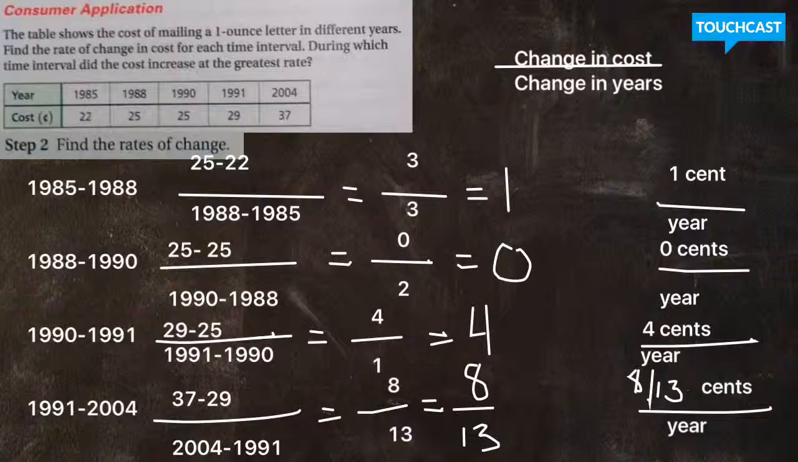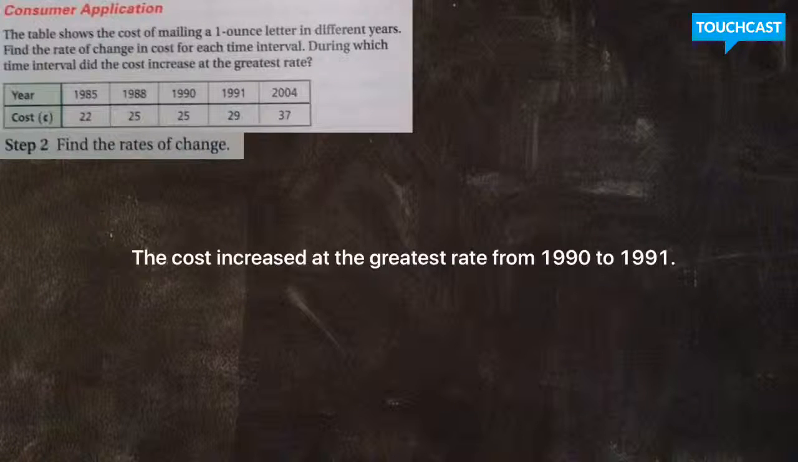So part of the question was to find all these different rates of change. The other part was to decide during which time interval did the cost increase at the greatest rate. So which one of these numbers is greater? 1, 0, 4, or 8 over 13? Well, 4 is greater. So that means the cost increased at the greatest rate from 1990 to 1991. And that wraps up our first example, so let's move on to our next example.